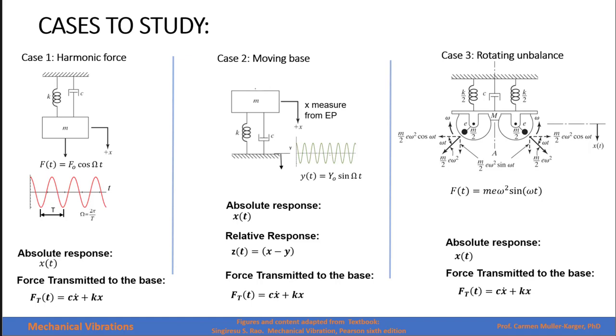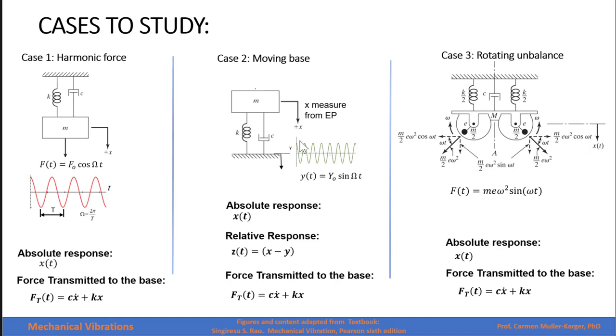We will study 3 different cases. The first one will be a mass spring damped system subjected to a harmonic force. We will find the absolute response and we will find the force transmitted to the base, which, as you see, will be the force transmitted by the damper and the force transmitted by the spring.